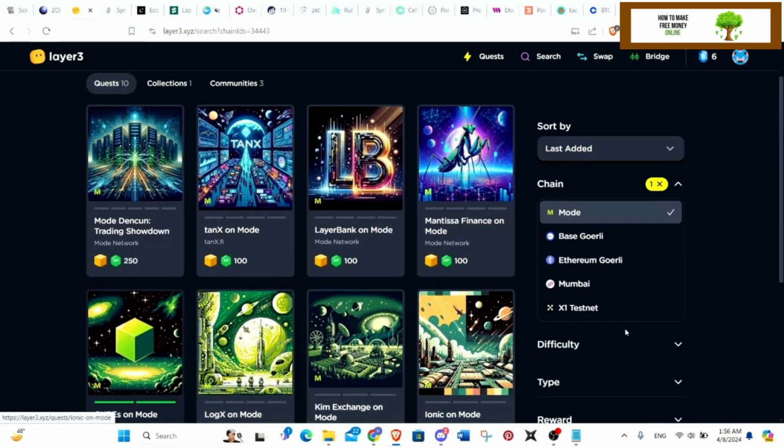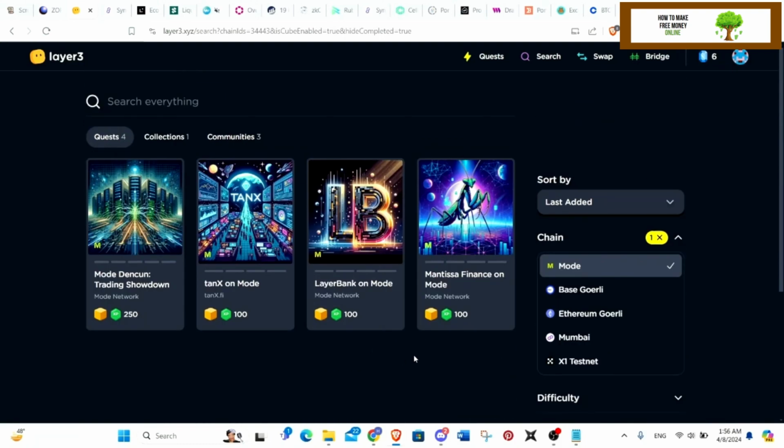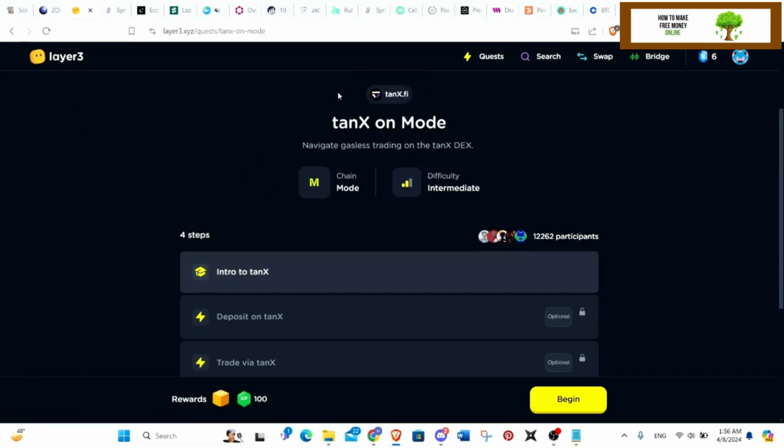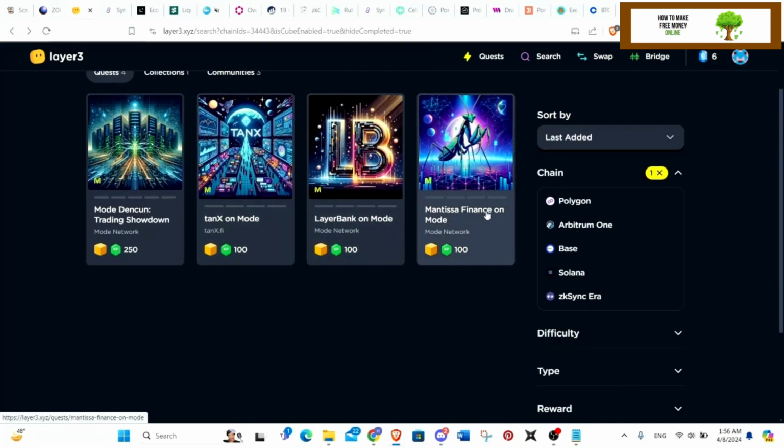So if we go back to Mode, we just click on only show cubes, hide completed, we do Layer Bank on Mode, Mantissa Finance on Mode, I have no idea what these are. Click on this. Intro to Next, deposit on 10x. I'm not even sure what 10x is, but I think they would need some funds to do that.